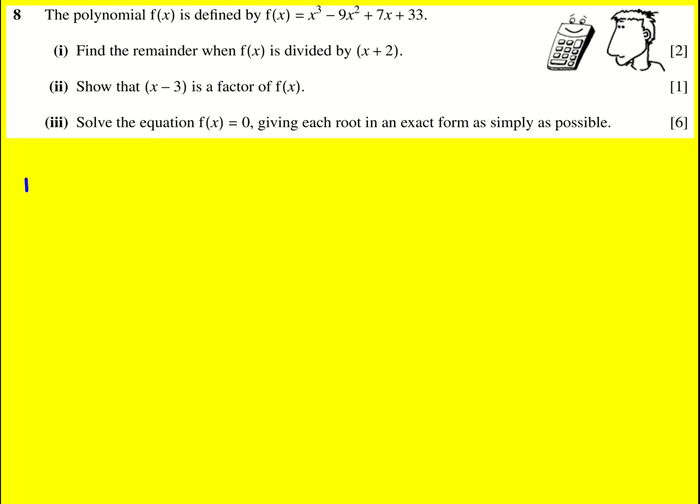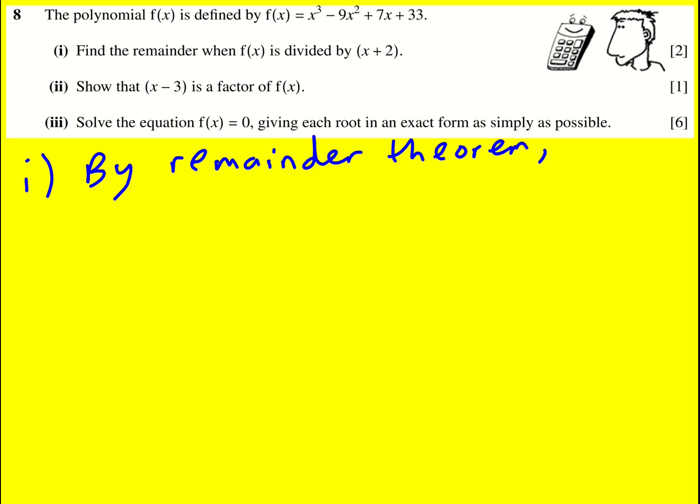We're asked to find the remainder when f of x is divided by x plus 2, and actually you can simply use something called the remainder theorem. By the remainder theorem, the remainder will equal f of minus 2.